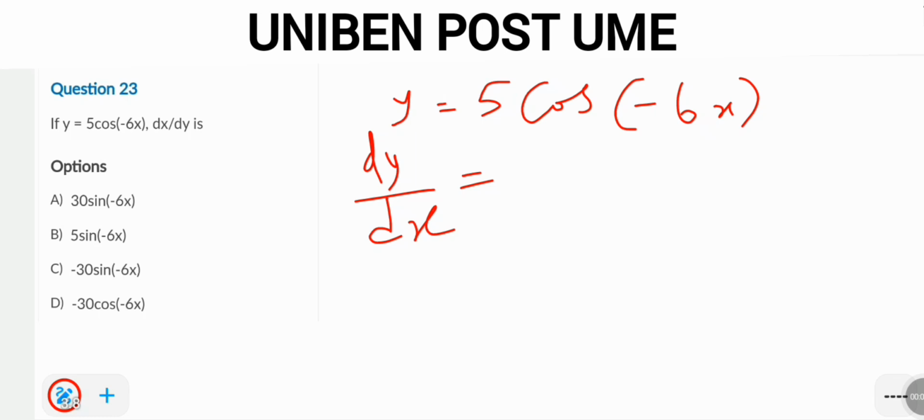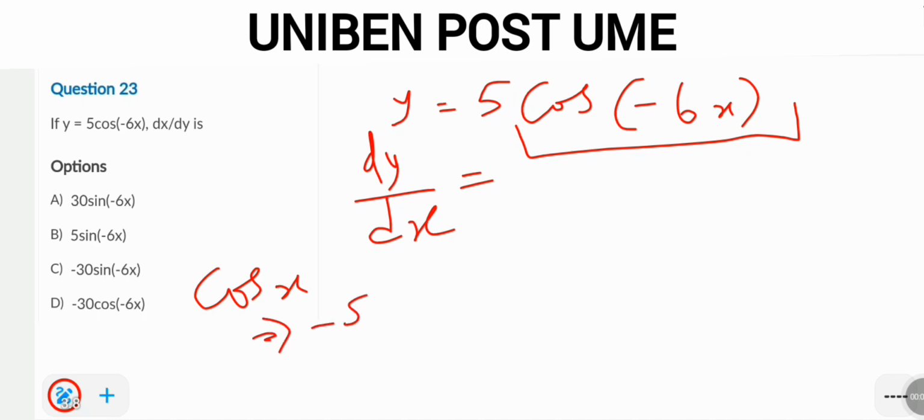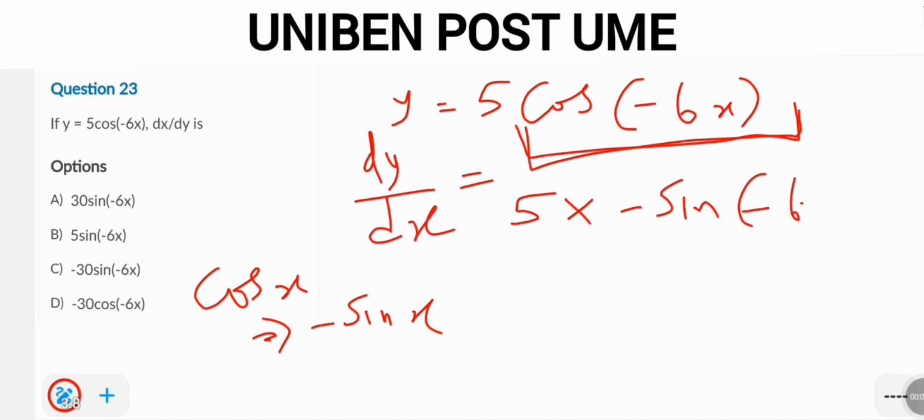The first thing that you have here is a cosine function with a negative argument, minus 6x. Now when you differentiate cos x, what you're going to get is minus sine x. 5 is a constant, so you just place the 5 back the way it is. If you differentiate cos x, you will get minus sine x. That means if you differentiate cos of minus 6x, you will get minus sine of that same minus 6x.